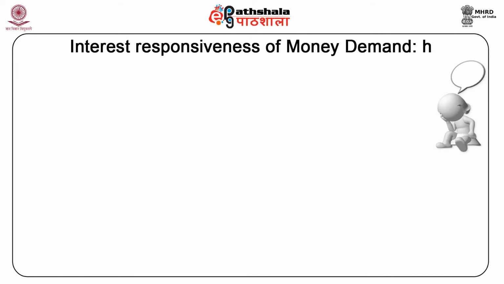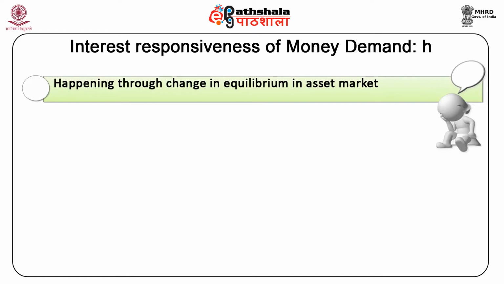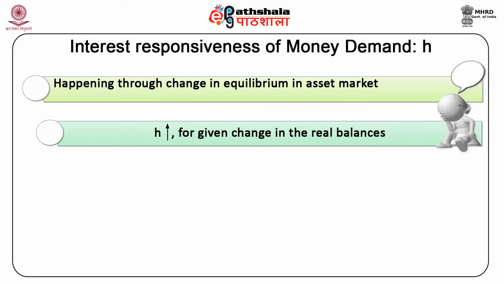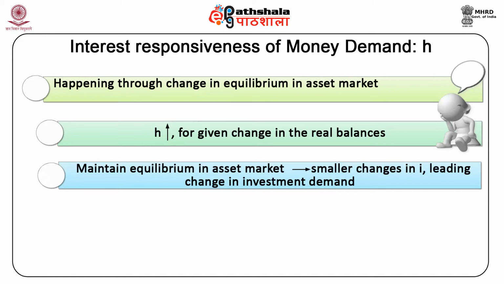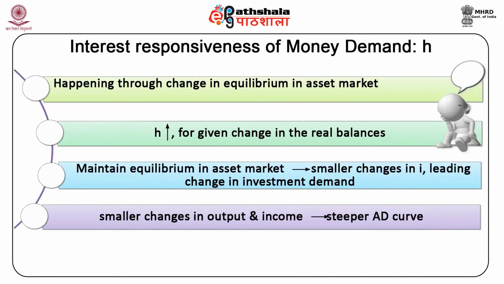Economically, this is happening through the change in the equilibrium in the asset market. When H increases, for a given change in the real balances M bar by P, to maintain equilibrium in the asset market, there will be smaller changes in I, leading to smaller changes in investment demand and hence smaller changes in output and income. This leads to steeper aggregate demand curve.